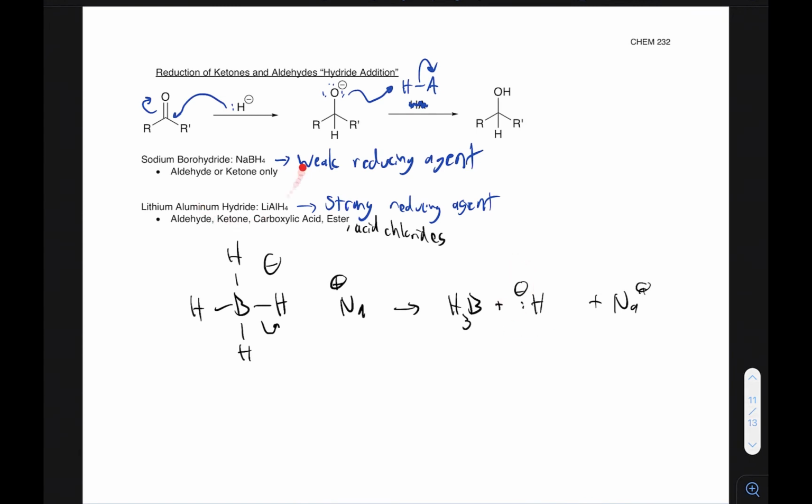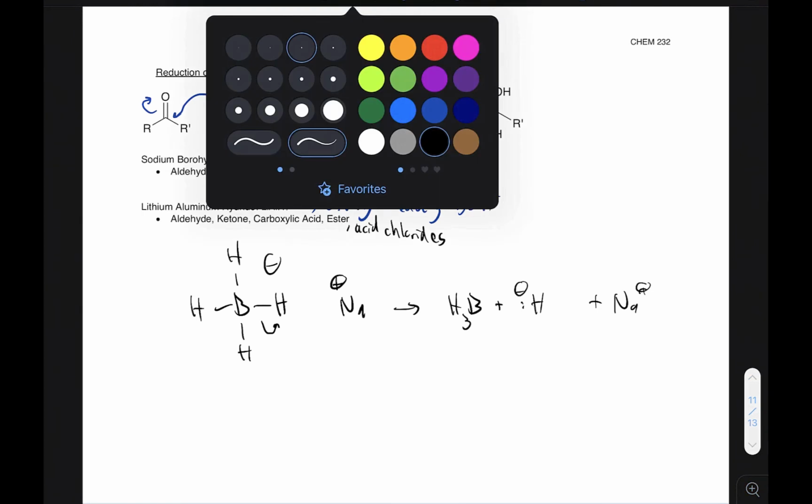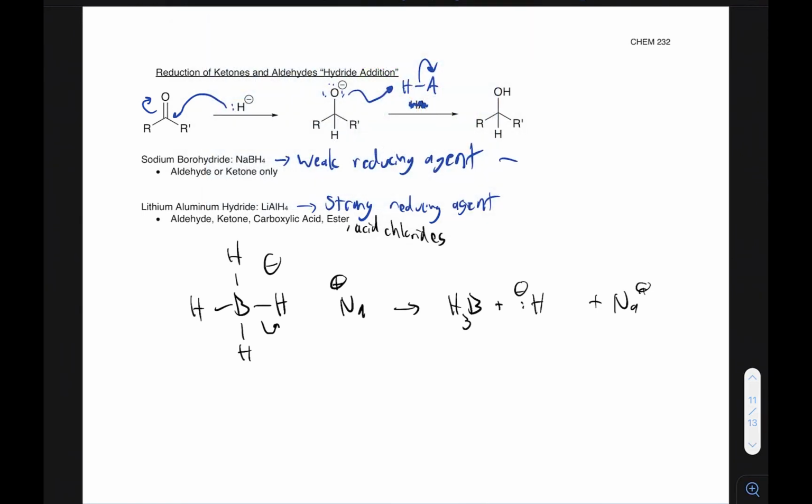And so in both cases, for sodium borohydride and lithium aluminum hydride, we're forming either way H minus. There's no difference there. But with sodium borohydride, the H minus falls off slower essentially, and here it falls off faster. That's the only difference. Okay.